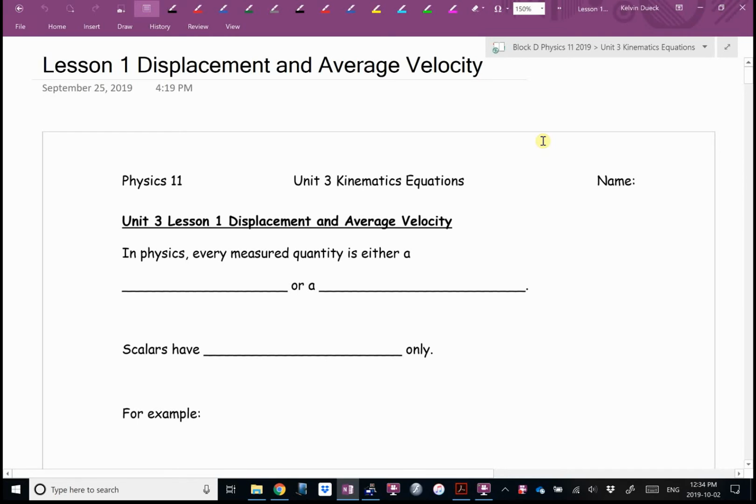Unit 3. What happened to Unit 2? I skipped it because, Matt, when we brought in Flex, something had to go, and so that's what went.